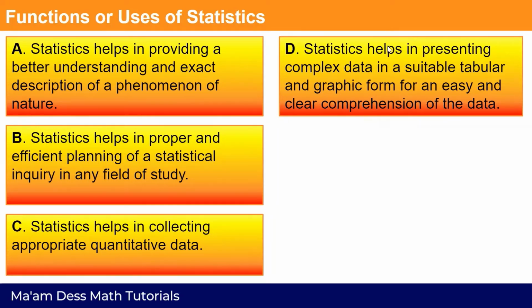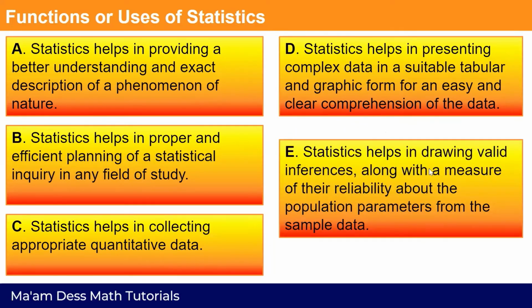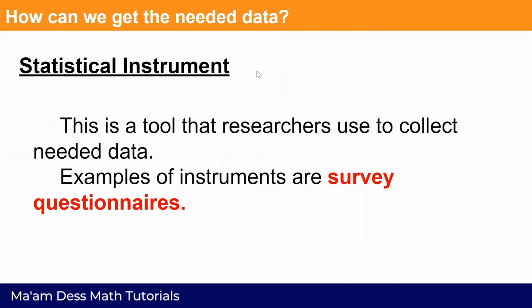When we say complex, it means our study is broad. So meaning we can present it with the use of a table. And statistics helps in drawing valid inferences along with a measure of the reliability about the population parameters from the sample data. Inferences mean that by means of a statistic, we can explain the data that you gathered from your studies. Okay, statistical instrument.